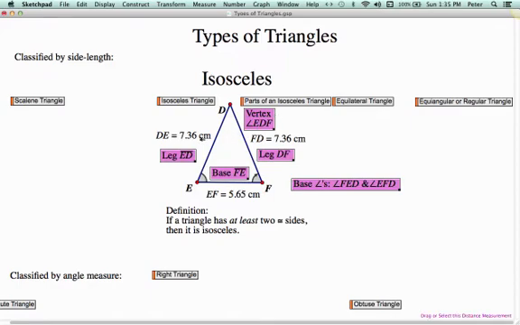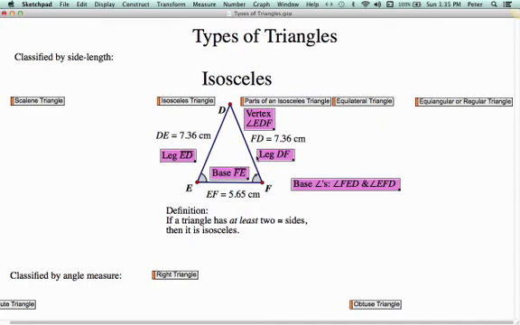The two congruent sides are called the legs. So ED is a leg and DF is a leg. Finally, the side that's not a leg, or it's opposite the vertex, is known as the base. FE is the base.